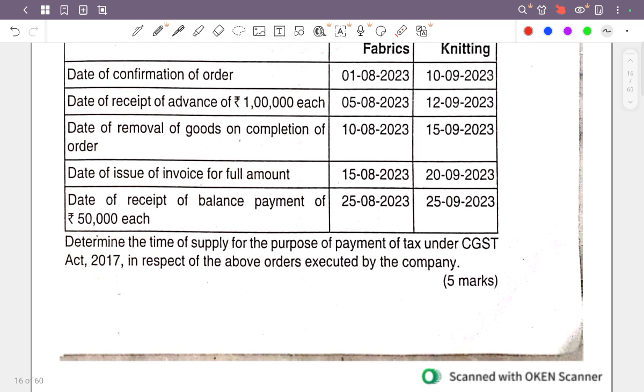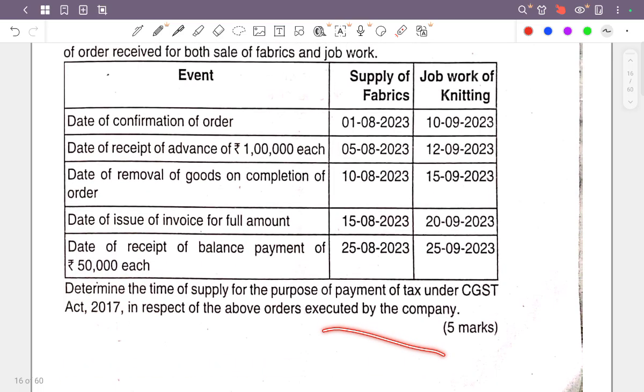So determine the time of supply for the purpose of payment of tax under Section 12 and 13 of the CGST Act in respect of the orders executed by the company. In the case of goods, the supply is counted only after the goods have been delivered, that is, after the completion of the order.